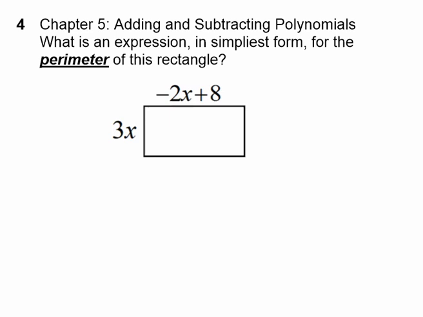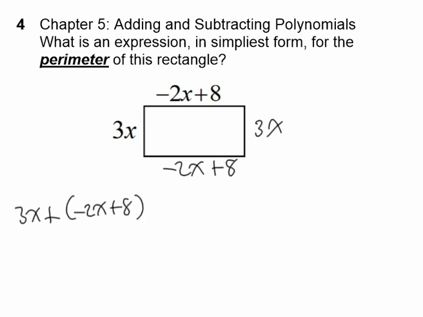Question 4 from chapter 5 is adding and subtracting polynomials. What is an expression in simplest form for the perimeter of this rectangle? Now, there are two ways you can do it. Perimeter is simply the sum of all of the sides of a two-dimensional object. So I could go 3x plus negative 2x plus 8 plus 3x plus negative 2x plus 8.